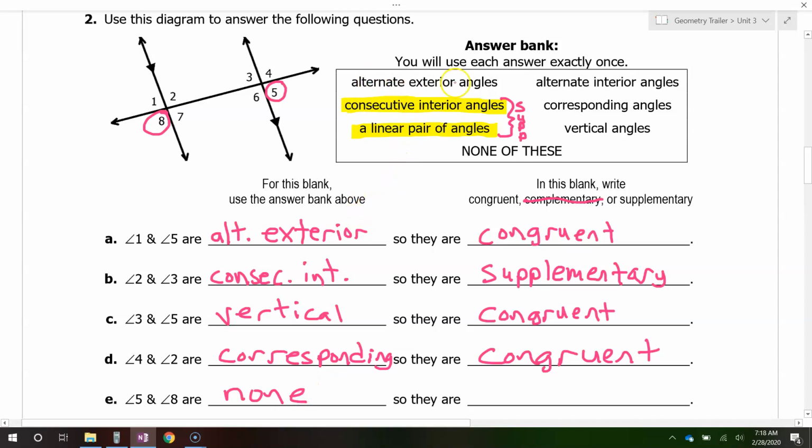All right, they would be alternate exterior. If I went with 8 and 4, for example, alternate exterior, they would be on opposite sides of the line, but they're on the same side of the transversal, so that's none of these. I'm not sure if we're even supposed to fill this part in since it's none of these. Maybe we're just supposed to skip this. Okay, they're going to be supplementary, just for what it's worth.